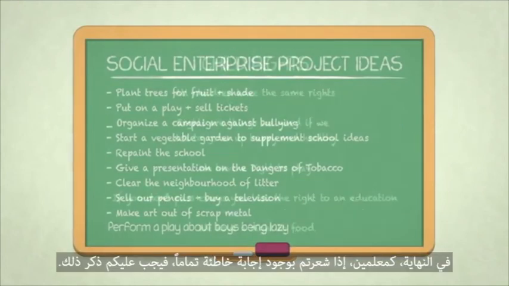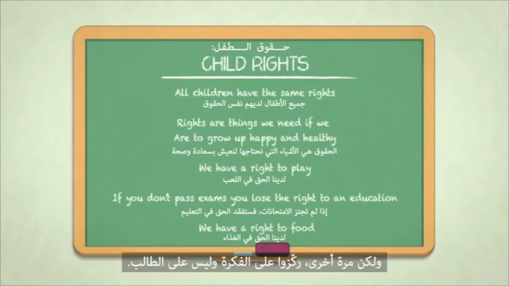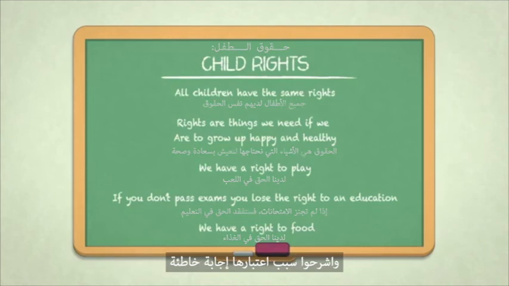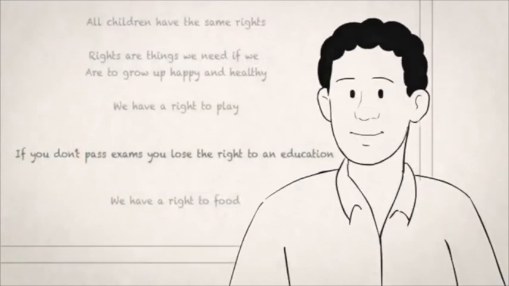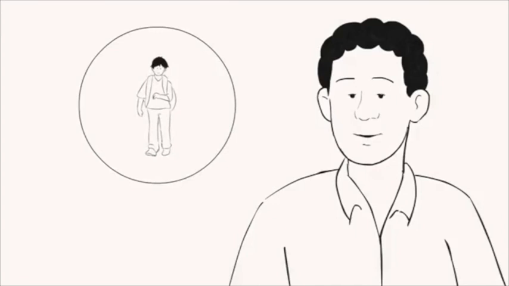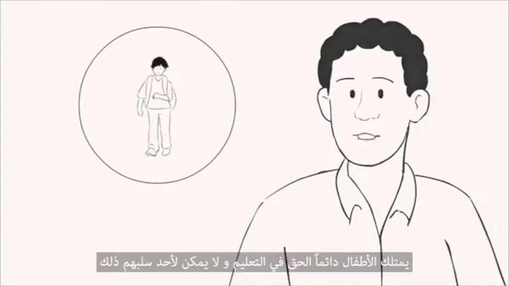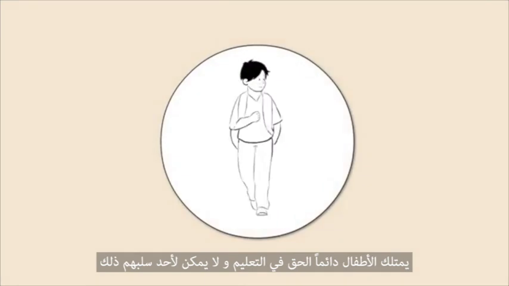Ultimately, as a teacher, if you feel there are answers that are completely wrong, then you should mention those. Again, focus on the idea, not the child, and explain why you see the answer as wrong. Let's just clear this up. It simply isn't true. Children always have the right to education and nobody can take that away from you.